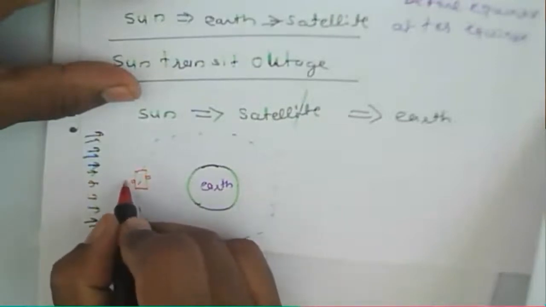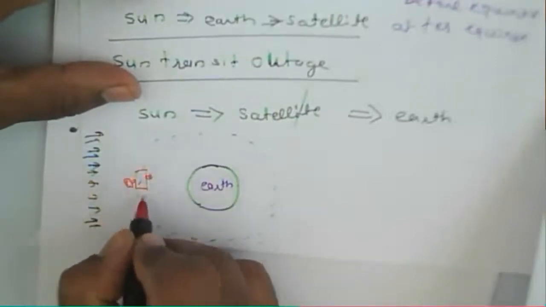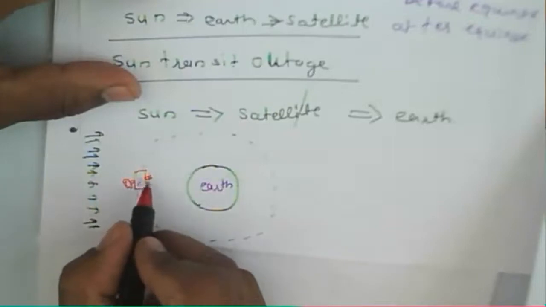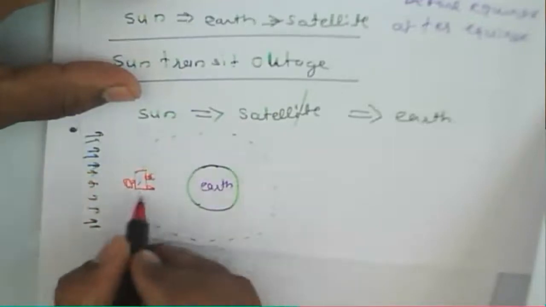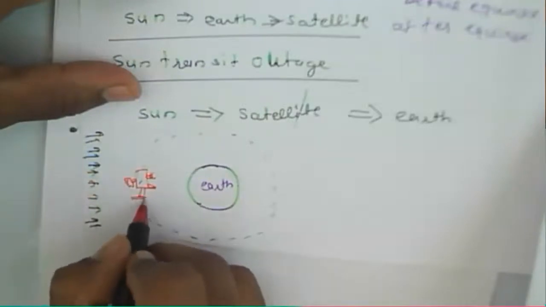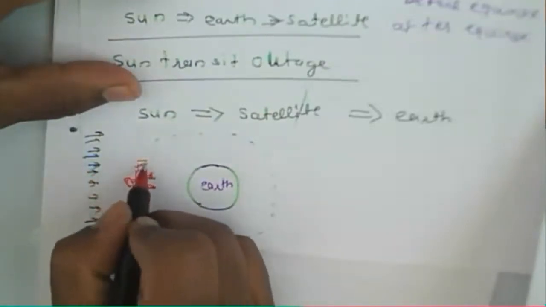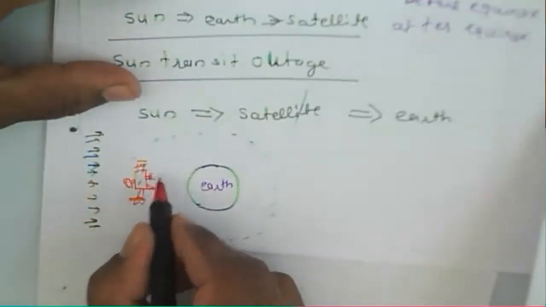Now at that particular point we have a satellite here. We can consider that these are the antennas, and these are the solar panels.